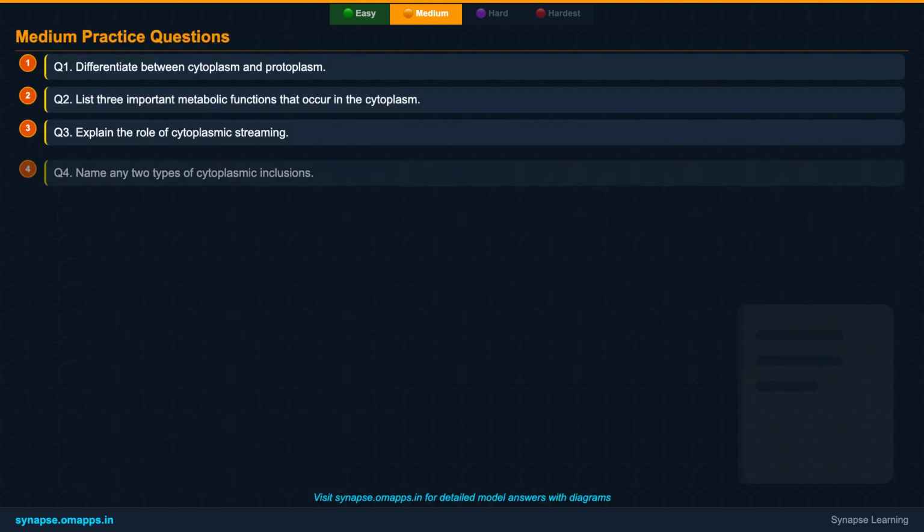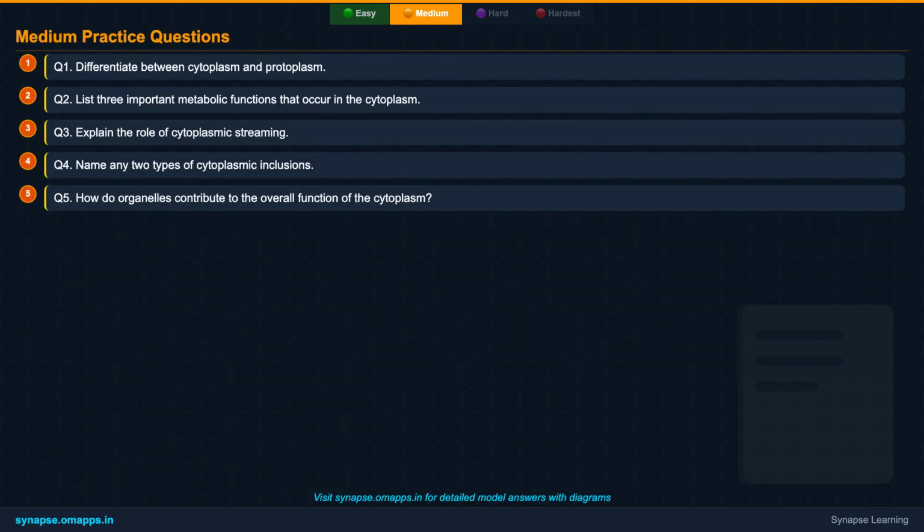Great job so far. Let's check your grasp of the medium-level concepts. Question 1. Differentiate between cytoplasm and protoplasm. Question 2. List 3 important metabolic functions that occur in the cytoplasm. Question 3. Explain the role of cytoplasmic streaming. Question 4. Name any 2 types of cytoplasmic inclusions. And question 5. How do organelles contribute to the overall function of the cytoplasm? Take your time to answer these, and let's get ready for the hard challenge.